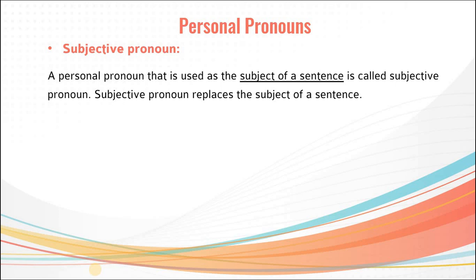A personal pronoun that's used as the subject of a sentence is called a subjective pronoun. A pronoun that takes the place of the subject in a sentence, that replaces the subject in a sentence, is called a subjective pronoun. For example, you say Ali was driving. Ali is the subject in this sentence. When you replace Ali with the pronoun he, you say he was driving. So he is called the subjective pronoun because he has replaced the subject in a sentence.